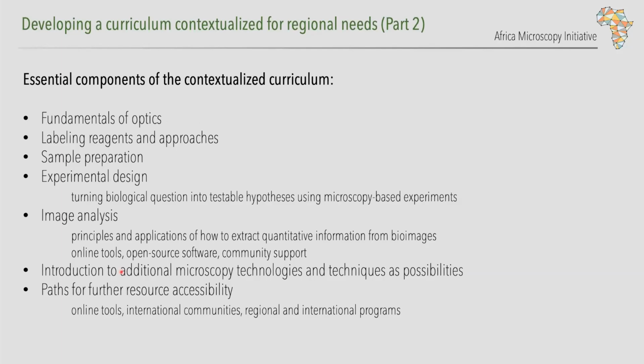And then to continue along that line, we also have to think about the essential components once you have contextualized that curriculum. The fundamentals of optics don't change. What is magnification? What is resolution? All that is important. Also important are the labeling reagents and approaches. Bear in mind that things that are easily accessible in the first world can take months and months, if not years, to get into the hands of the scientists in Africa. So you don't always talk about the most advanced labeling reagent, but what is more easily available, and also resources that will make those things easily available.